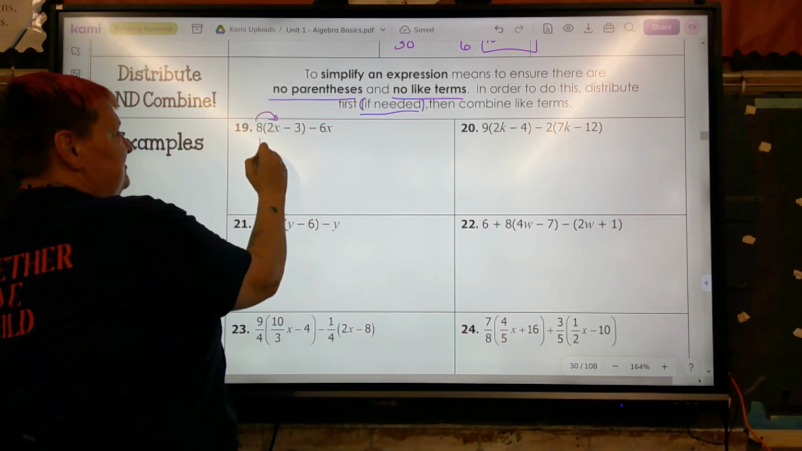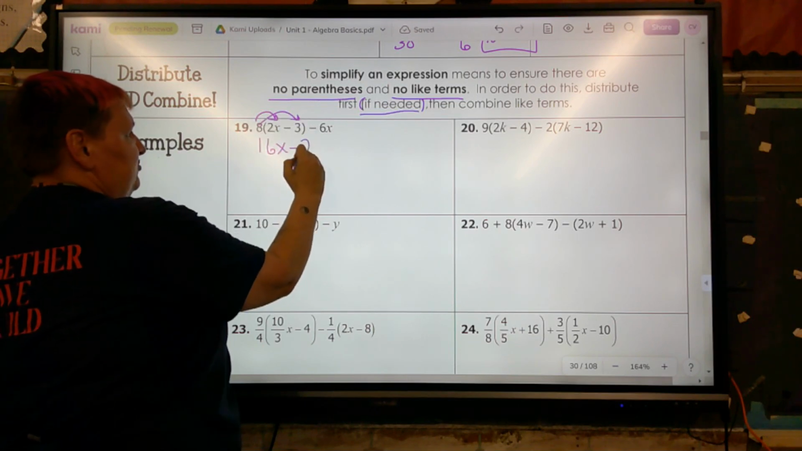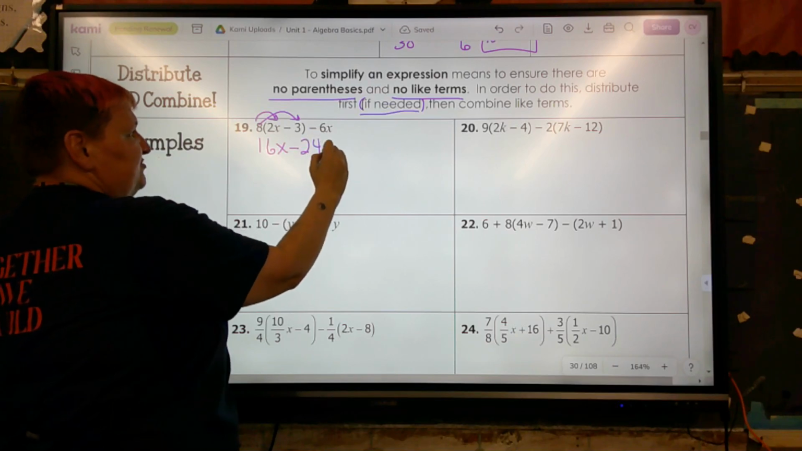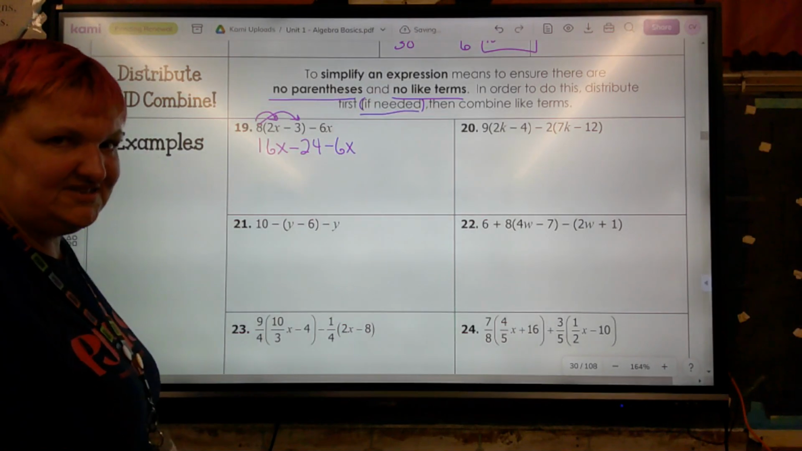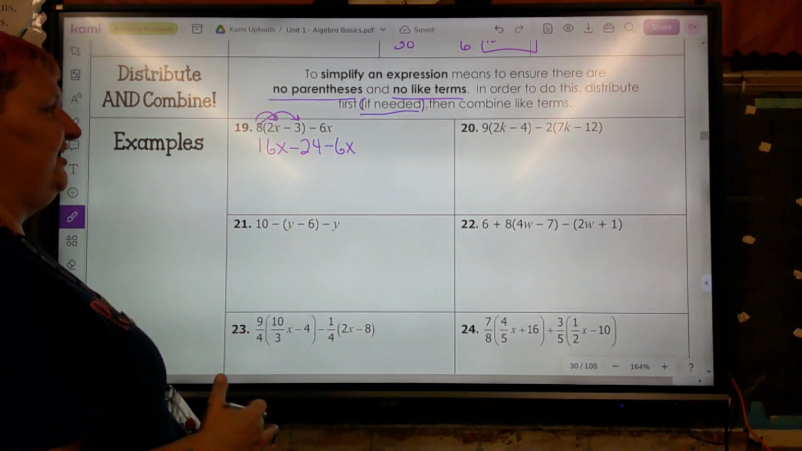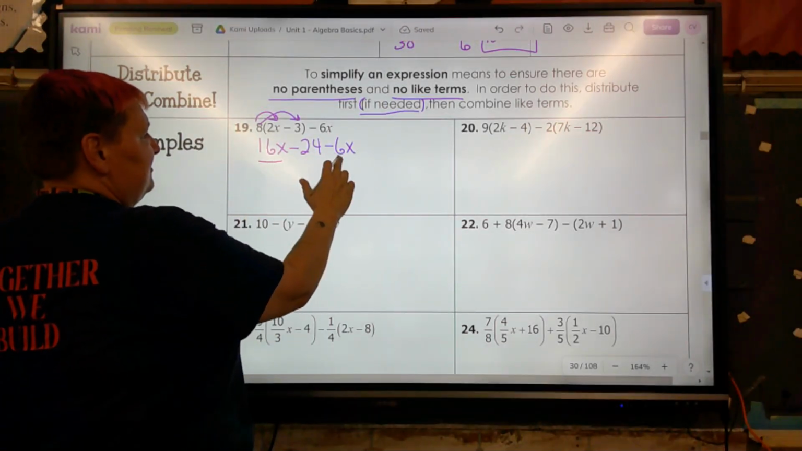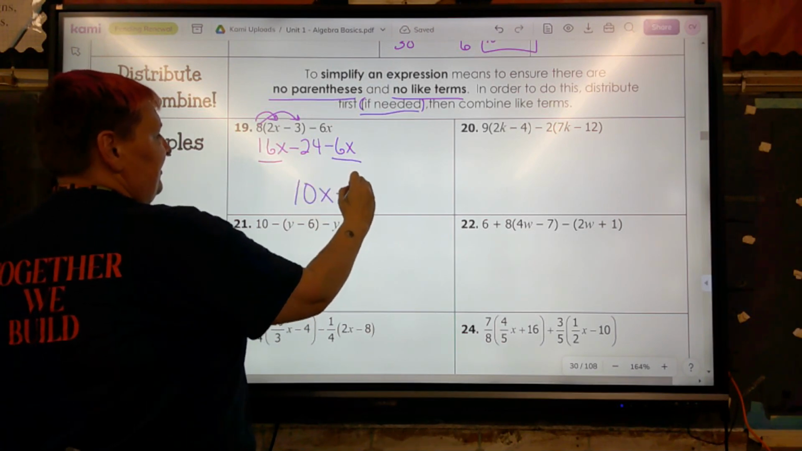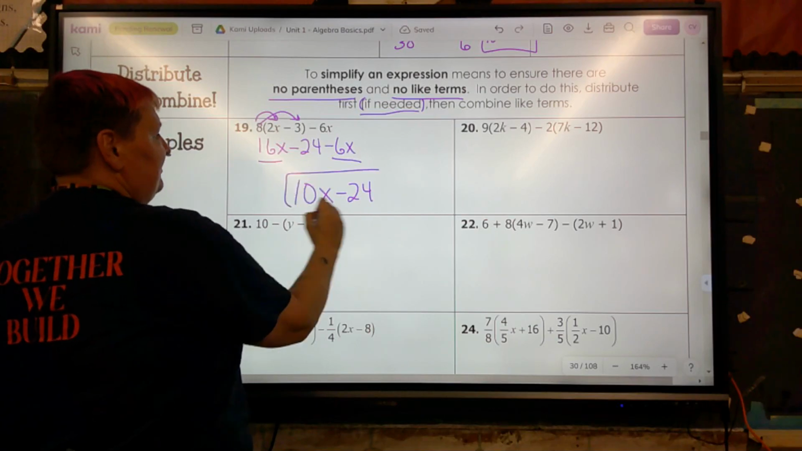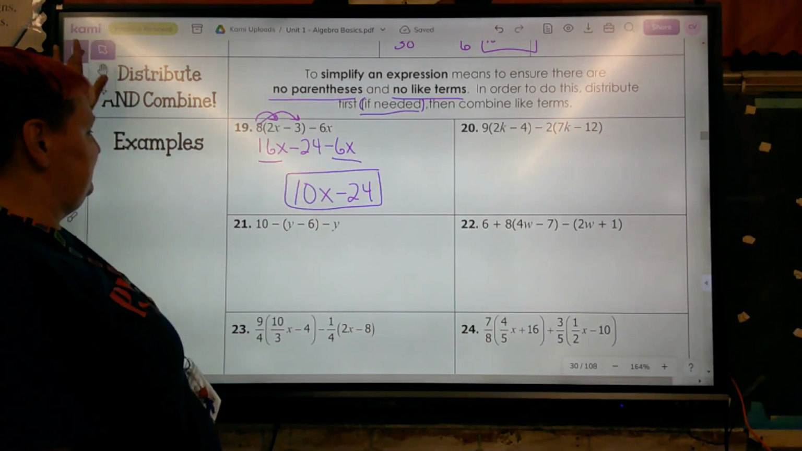8 times 2x is 16x. 8 times negative 3 is negative 24. And then you just bring down the negative 6x. It's not in the parentheses, so you don't distribute to that. You just bring it down. Now you can combine your like terms. 16x minus 6x is 10x. Bring down your negative 24, and that is your final answer.